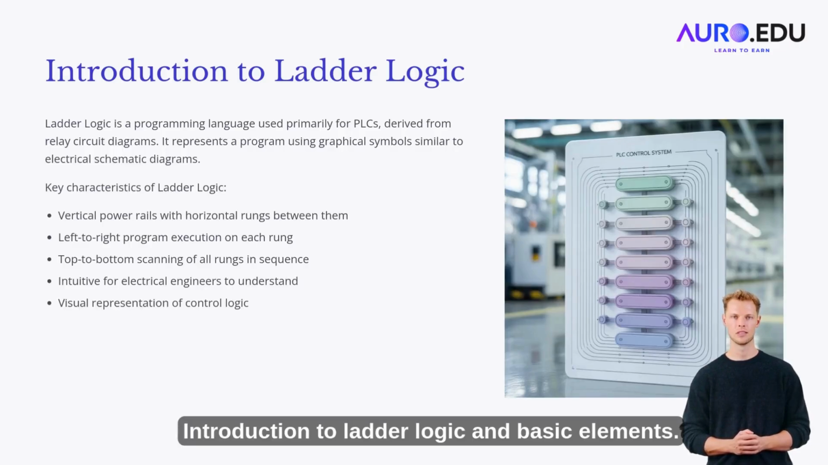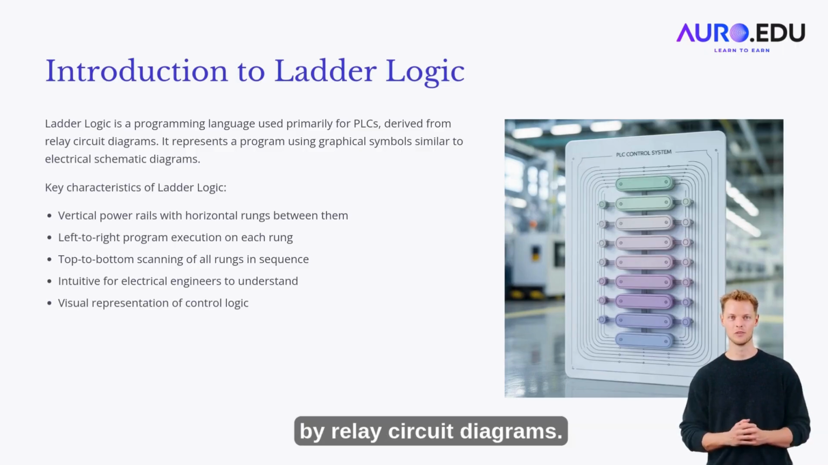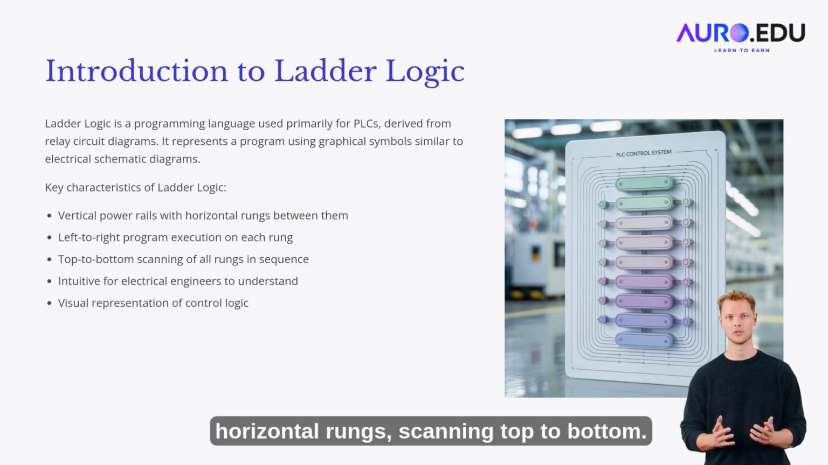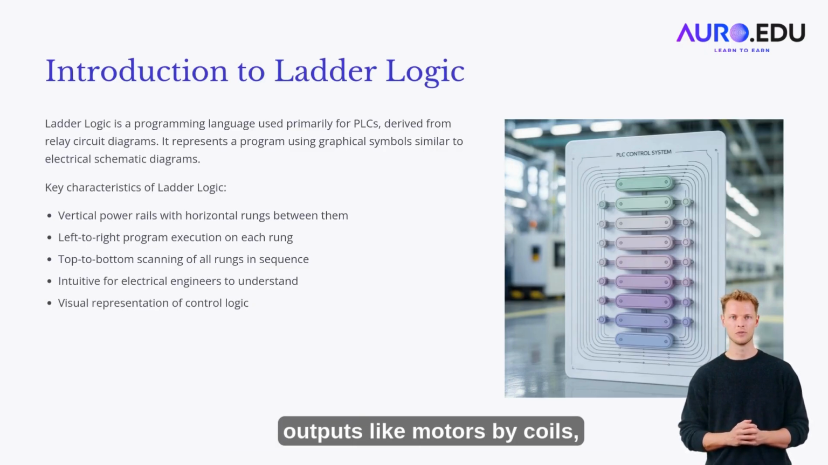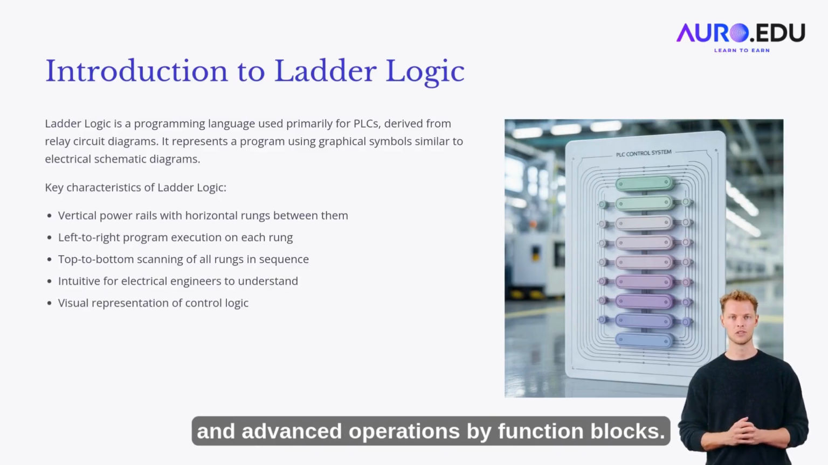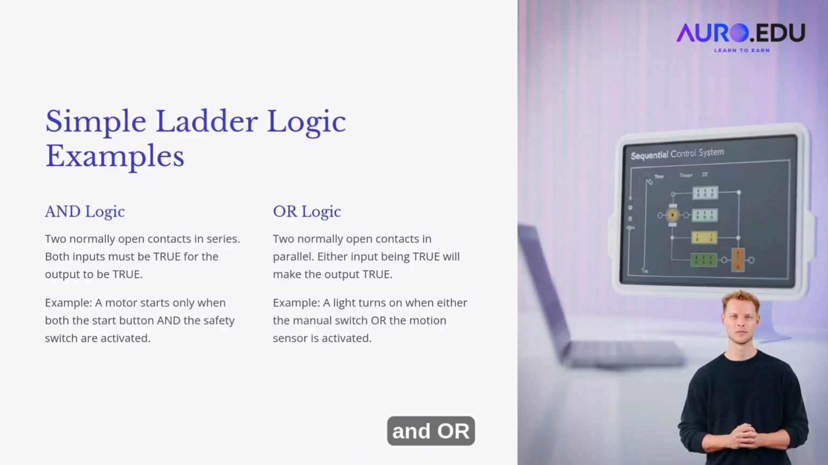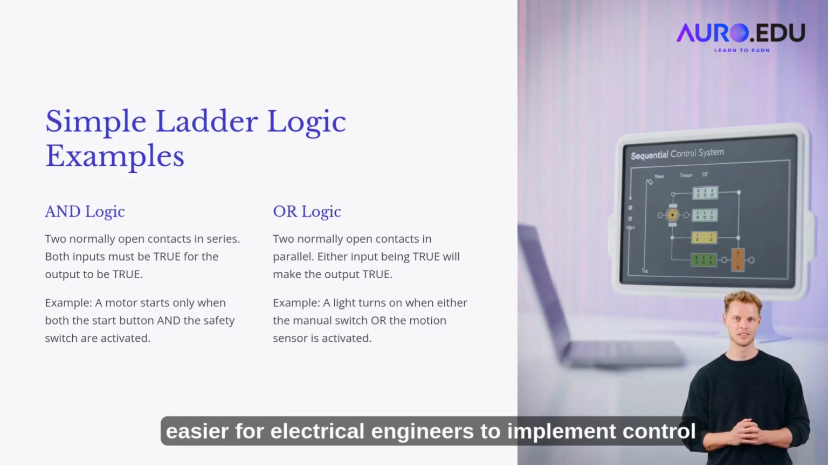Introduction to ladder logic and basic elements. Ladder logic is a visual programming language inspired by relay circuit diagrams. It uses vertical power rails and horizontal rungs, scanning top to bottom. Inputs like switches are represented by contacts, outputs like motors by coils, and advanced operations by function blocks. Examples include AND logic, two inputs in series, and OR logic, parallel inputs. This intuitive format makes it easier for electrical engineers to implement control logic.